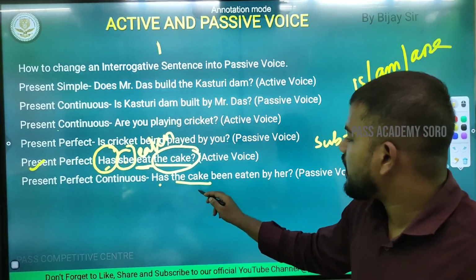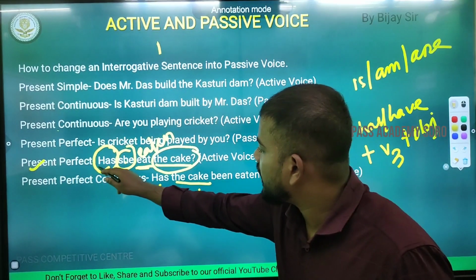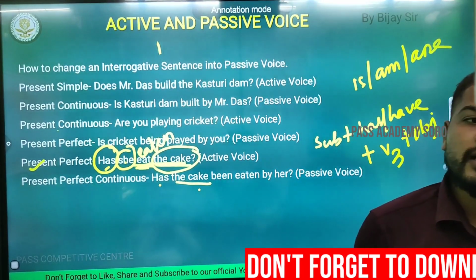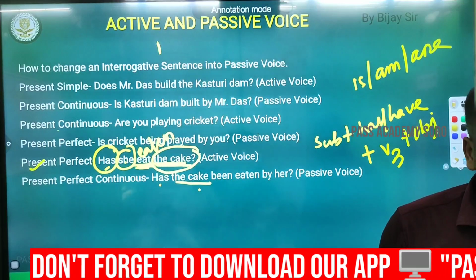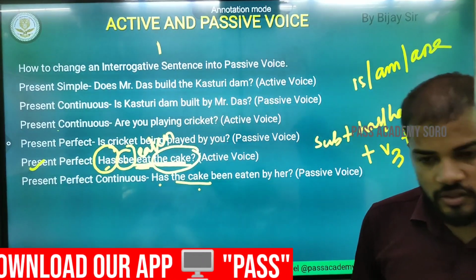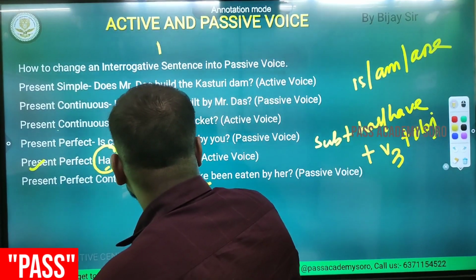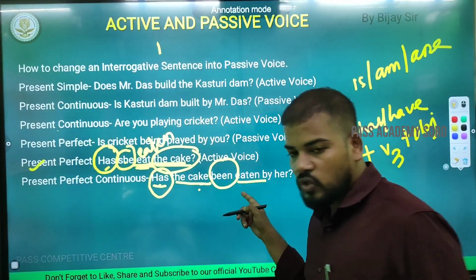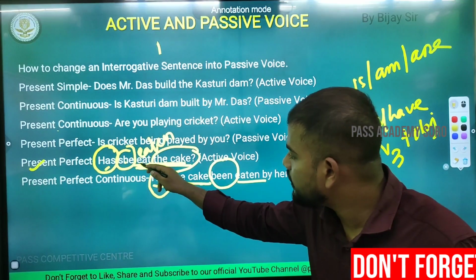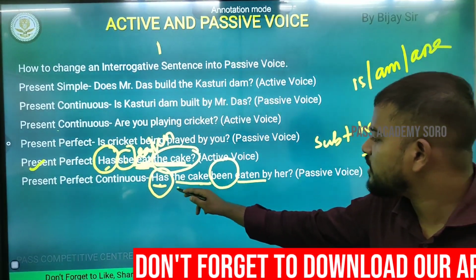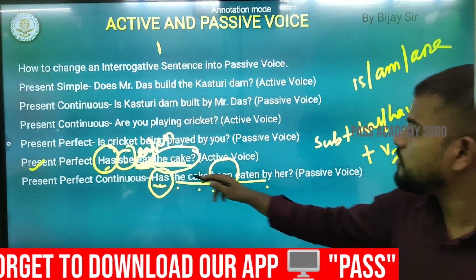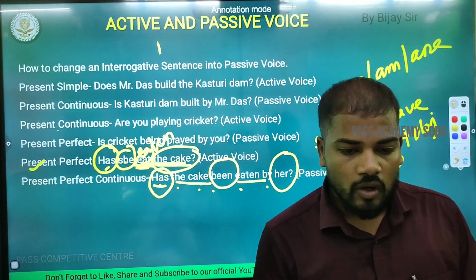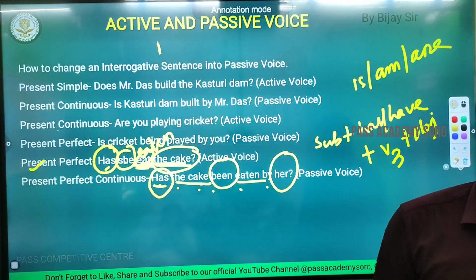So, has the cake been, because this sentence is in present perfect. According to the rule, if our sentence is in present perfect tense, we will change it into present perfect passive. So here, has the cake, we use been eaten, the V3 form of the verb eat, that is, has the cake been eaten by her. She became the object "her". The subjective form is "she", and when it comes to the object position, it will be "her".